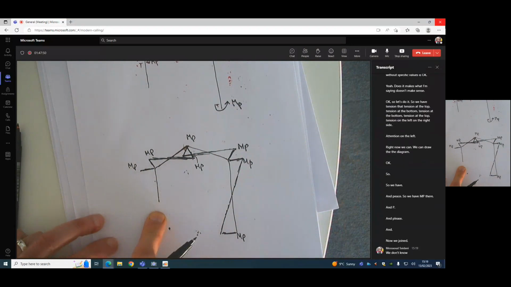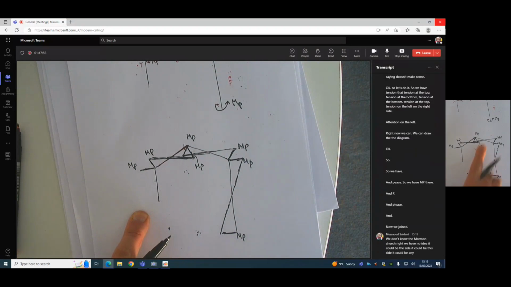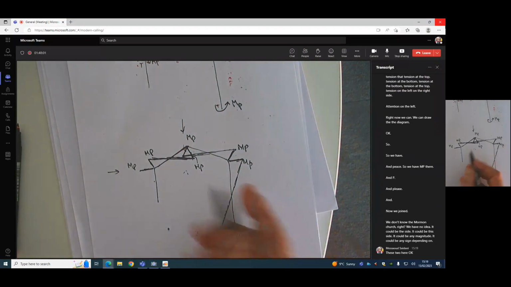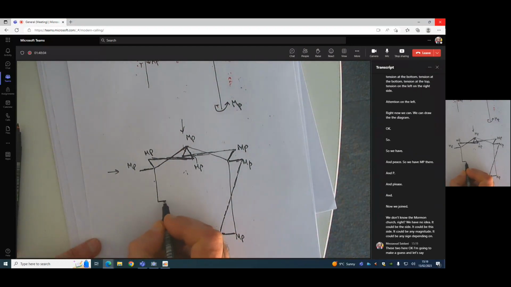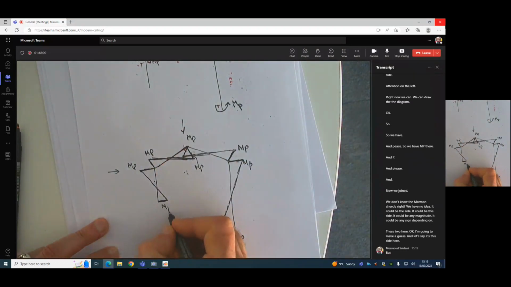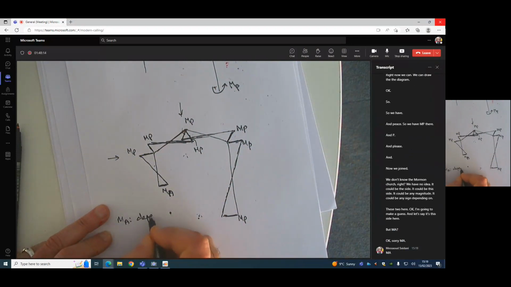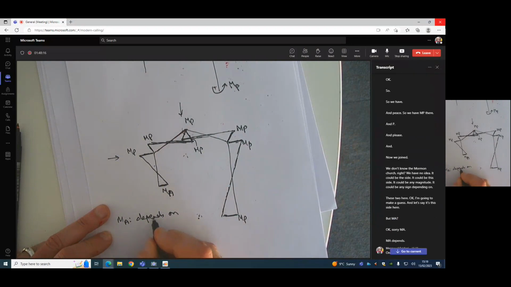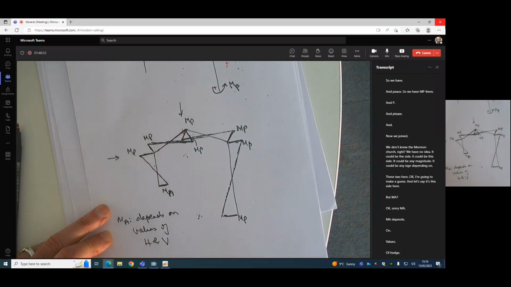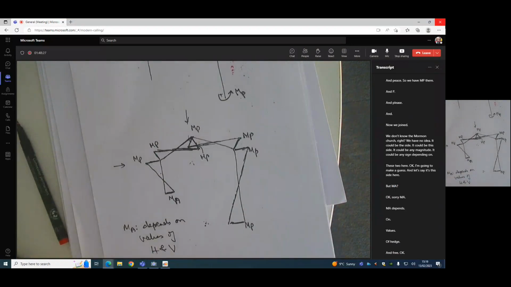We don't know the moment at A. We have no idea. It could be that side, could be this side, it could be any magnitude, it could be any sign, depending on these two here. Okay, I'm going to make a guess, and let's say it's this side here. That's MA. MA depends on values of H and V. Is that okay? Any questions?